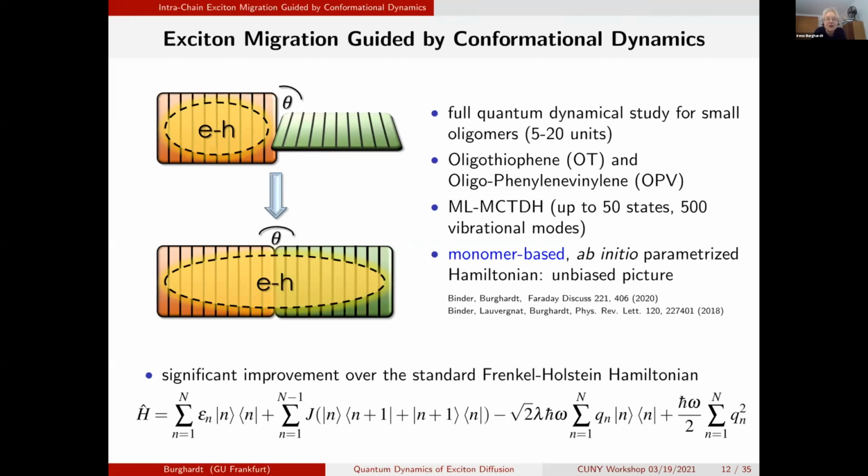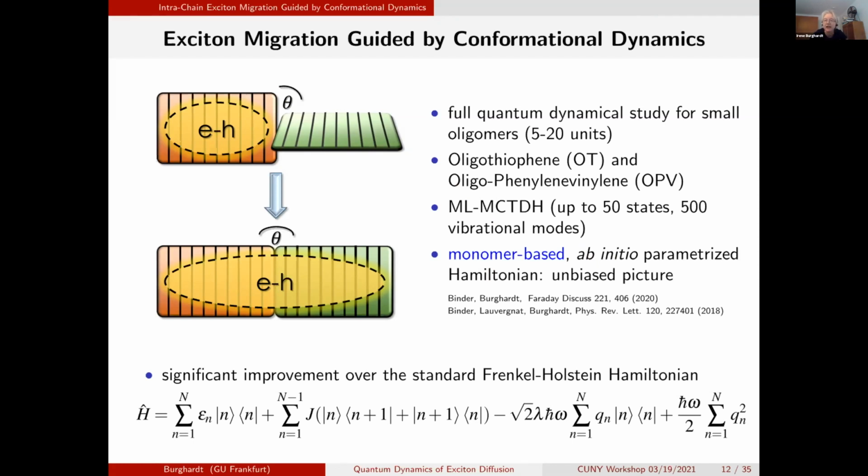All right, so with that, we're going to move to the main application that I'm going to talk about, which is exciton migration guided by conformational dynamics. We want to know how excitons migrate in typical polymer chains, and we want to do this in an unbiased representation. This is why we go to a monomer-based picture, because the partitioning of the system is not predetermined; it's going to be flexible. We want to know how the excitonic density evolves as a function, for example, of the torsional modes. So we want an ab initio parameterized lattice Hamiltonian of the type I've shown before.